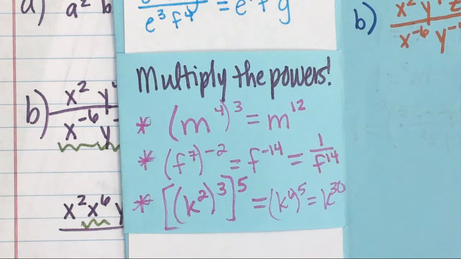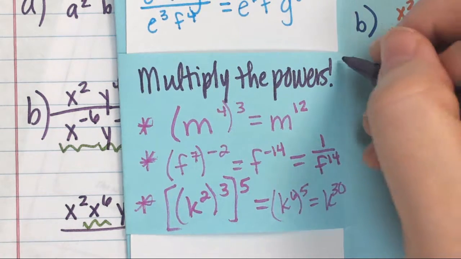I do not care. But if you raise a power to a power to a power, you still just multiply the exponents. Are there any questions on this today?